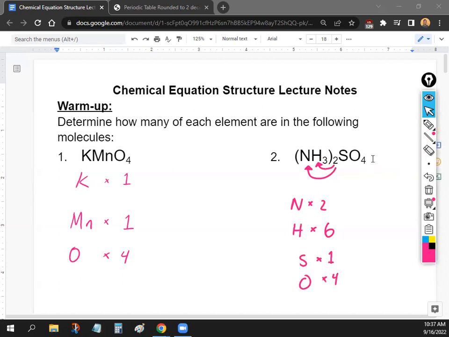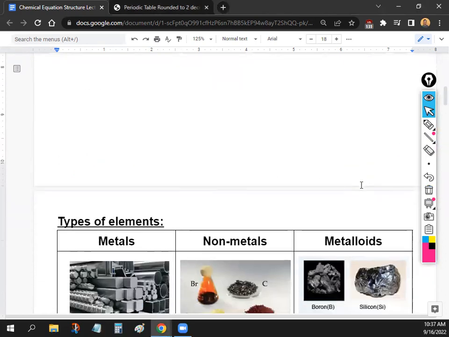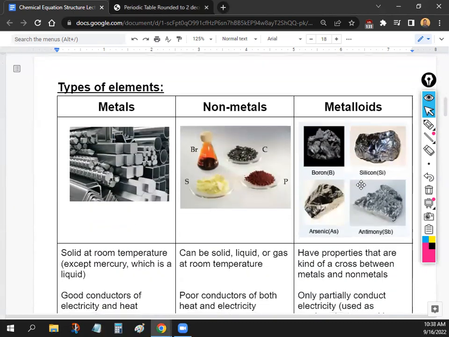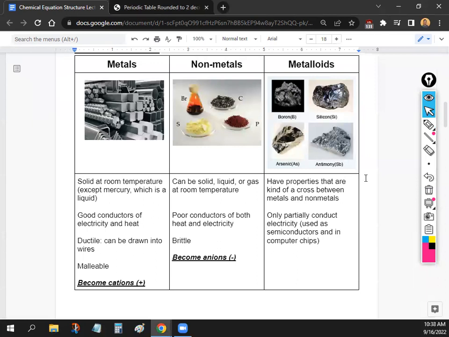Okay, let's move on to the topic for today. Today we're gonna talk very briefly about different types of elements. Now, please do not write this down. I just wanted to review a couple things, and there are some things you do need to write down, which I'll tell you. The first thing we're gonna talk about is that on the periodic table there are 3 different types of elements.